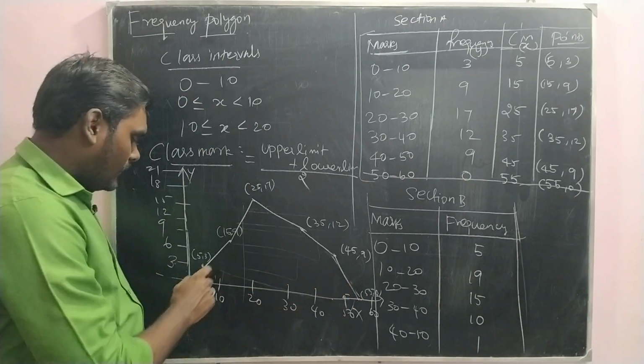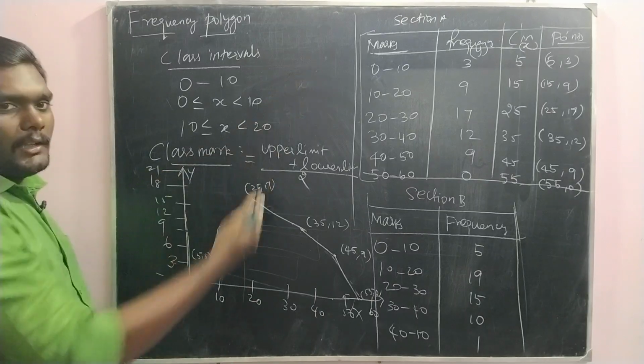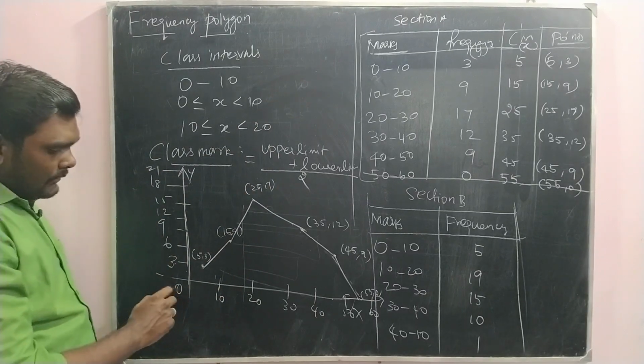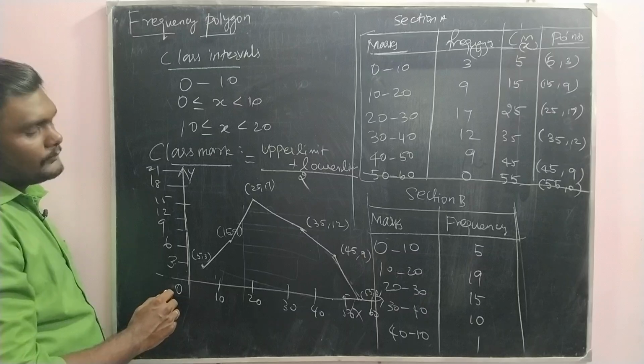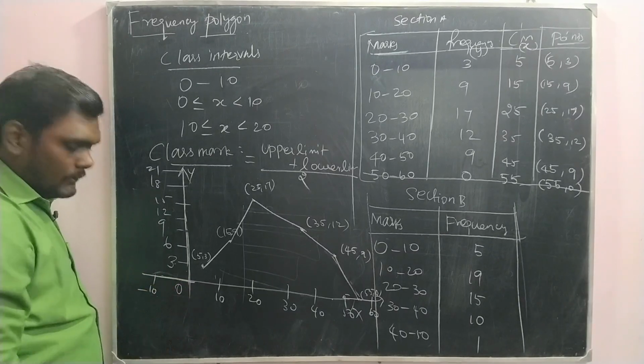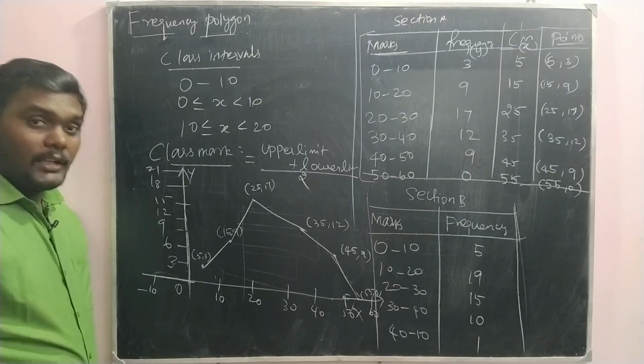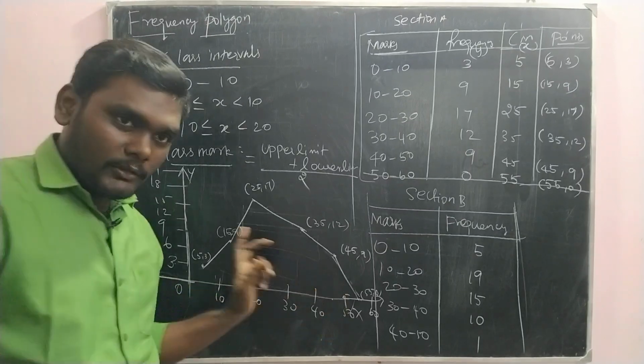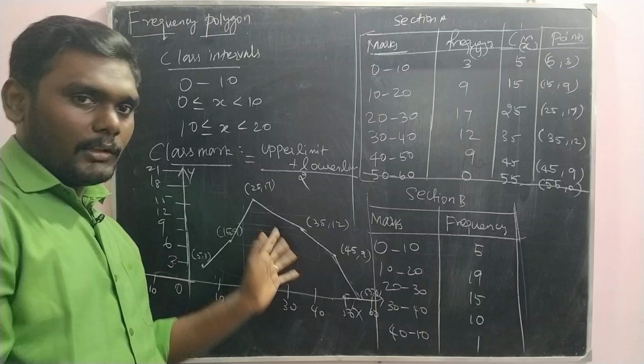Okay, so this side closed. This side 0 to 10 only. Previously we will take up to minus 10. Yes, all frequency polygon closed in this manner only. It is not that either way you can close.